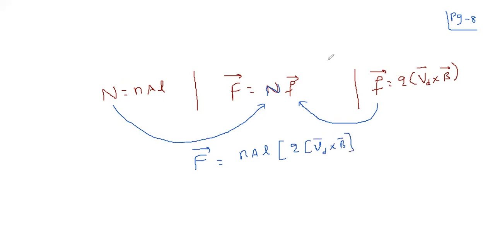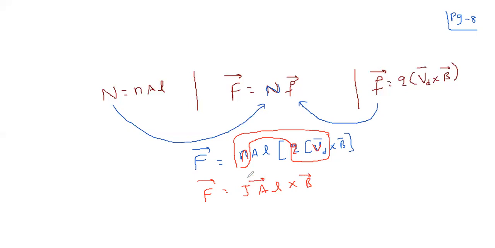Correct? Now what I do is, this NQVD is there, isn't it? I am taking this NQVD. NQVD is equal to J. So F vector is equal to J AL cross B. NQVD equal to J, we discussed in the last chapter. And J into A is a current. This also we discussed in the last chapter.